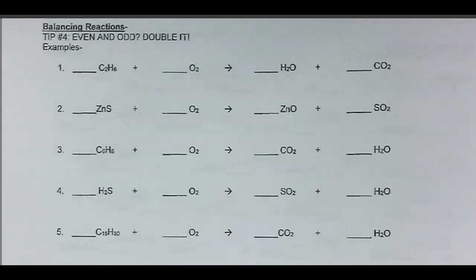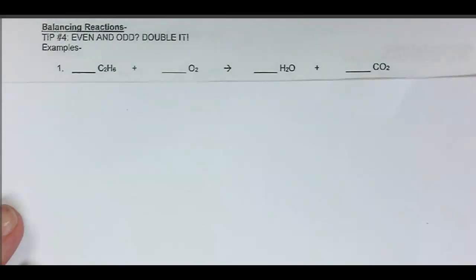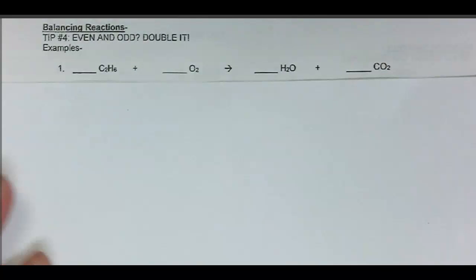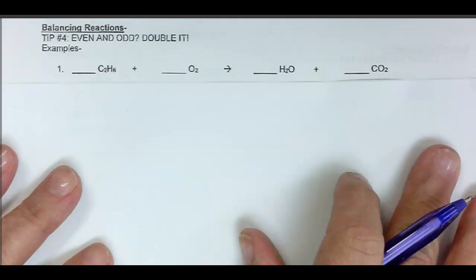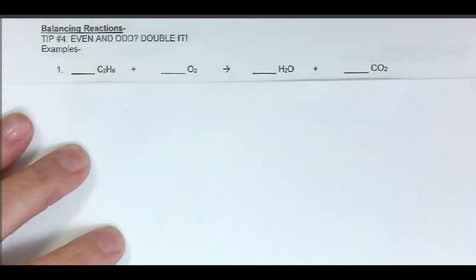Hey guys, we are back again with another set of balancing equations, and this one is called Evens and Odds Double It, page 85. Evens and odds double it. So I'm going to show you again my method of doing this, and it may not be exactly what the worksheet actually expected you to do, but this is how I'm going to do it. So if you'll go ahead and get a count on number 1, we will get started.